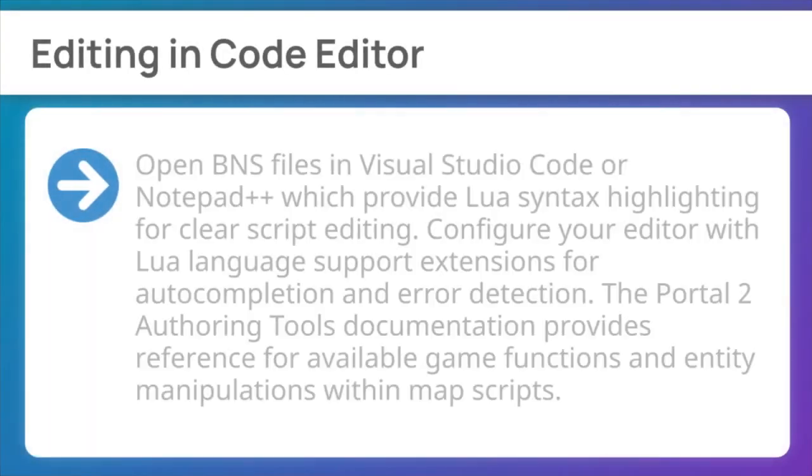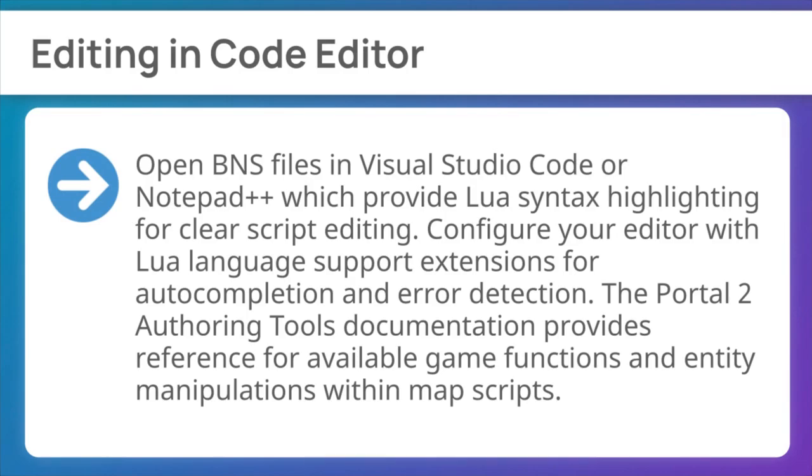First, editing in Code Editor. Open BNS files in Visual Studio Code or Notepad++, which provide Lua syntax highlighting for clear script editing. Configure your editor with Lua language support extensions for auto-completion and error detection. The Portal 2 Authoring Tools documentation provides reference for available game functions and entity manipulations within map scripts.